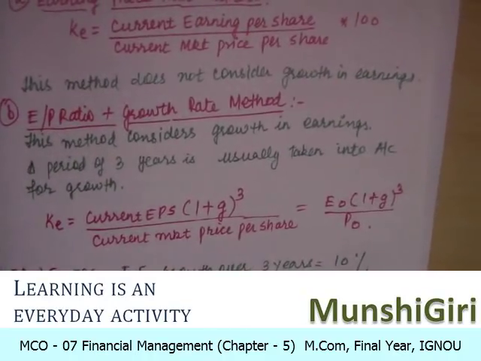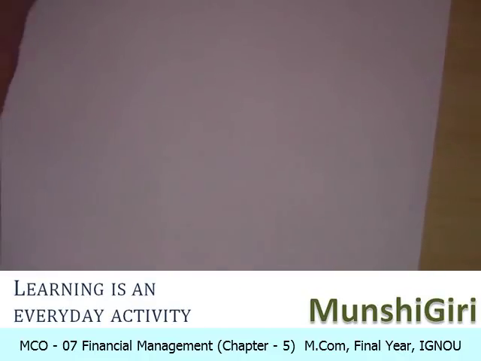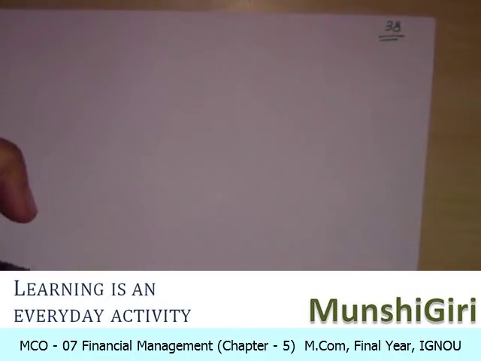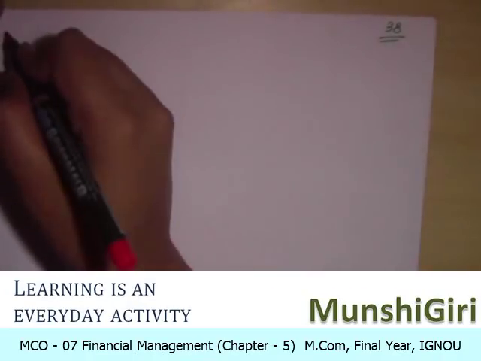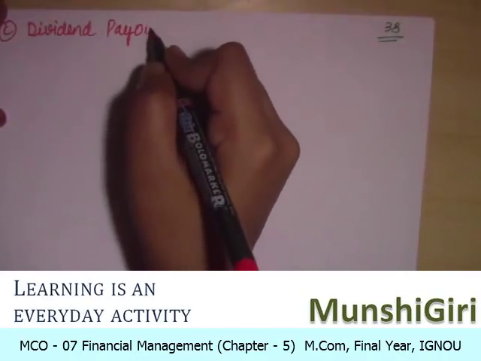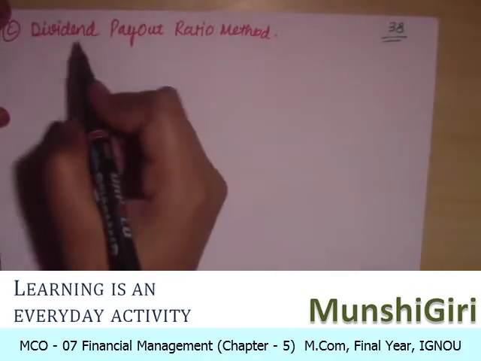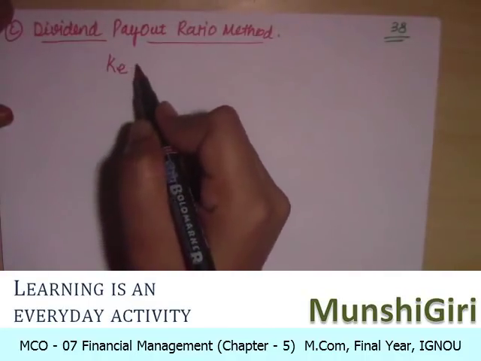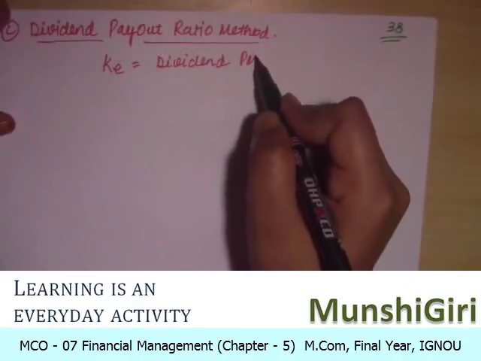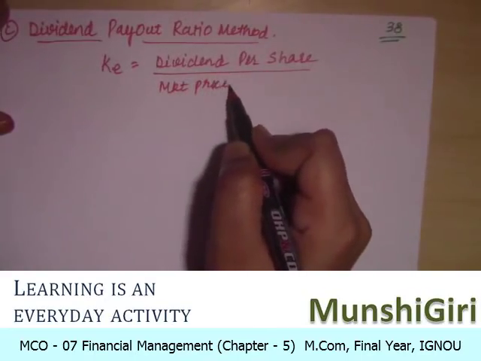Coming to the third method, we have the dividend payout ratio method. In this we calculate KE as KE is equal to dividend per share divided by market price per share.